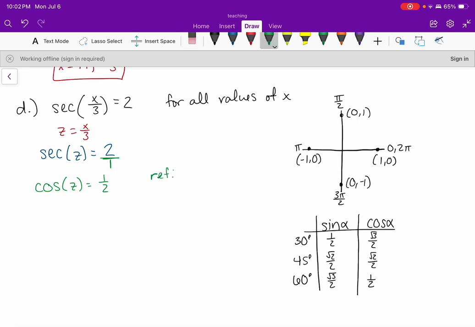My reference is 60 degrees. Cosine is positive in 1 and 4. So that means I'm looking at z equals 60 degrees plus 360k. And I'm looking at 300 degrees plus 360k. Change this back to x divided by 3.